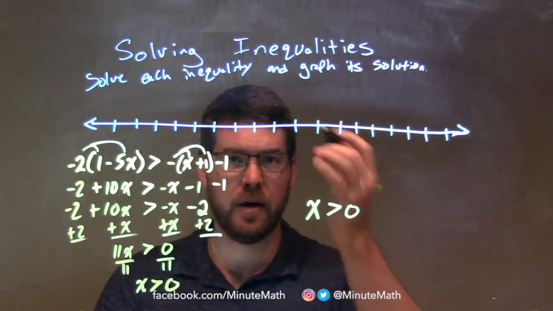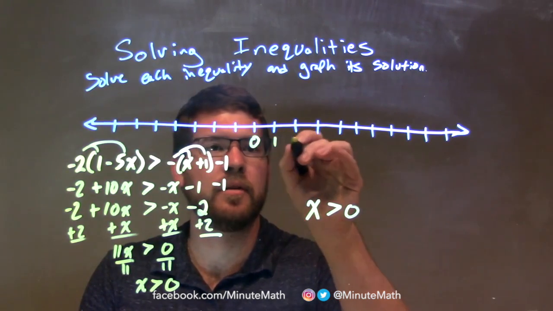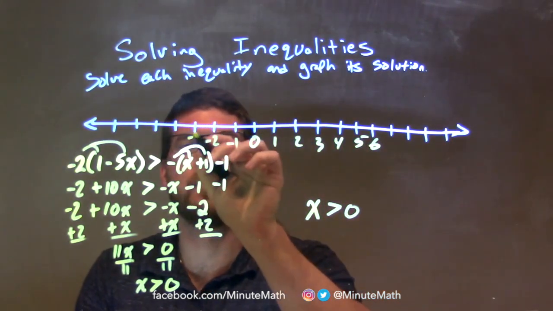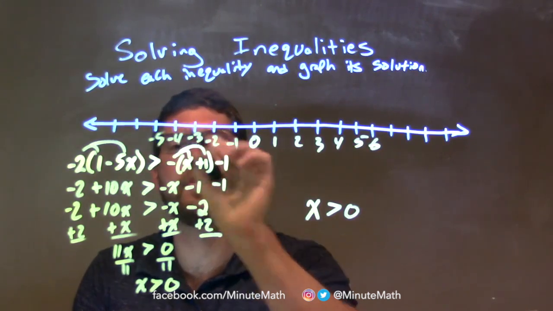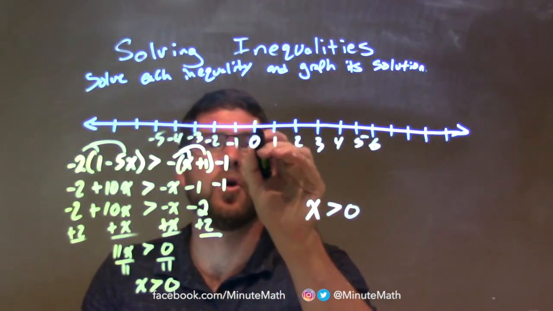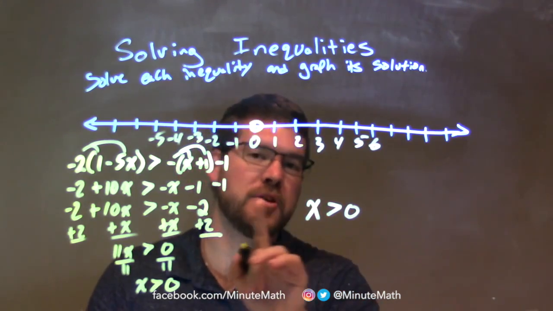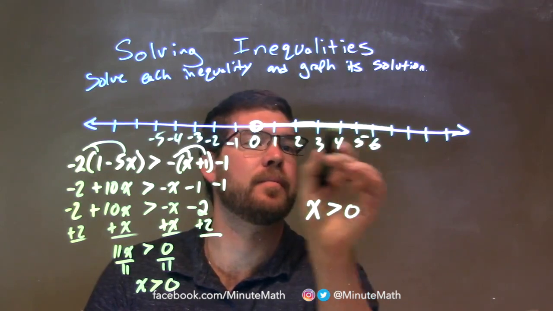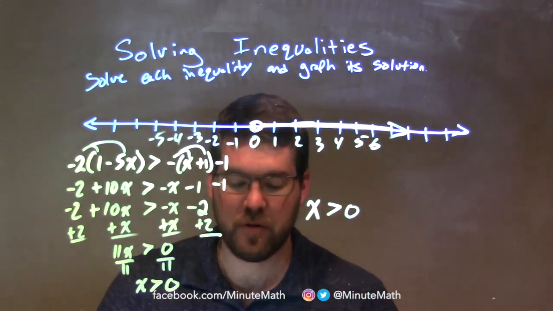I need to graph it. So let's make a number line. 0, 1, 2, 3, 4, 5, 6, negative 1, negative 2, negative 3, negative 4, negative 5. Good enough. Since x is greater than 0 but not equal to, we have an open circle at 0, and then we shade to the right because x is greater than that 0. Okay? And there we have our final answer.